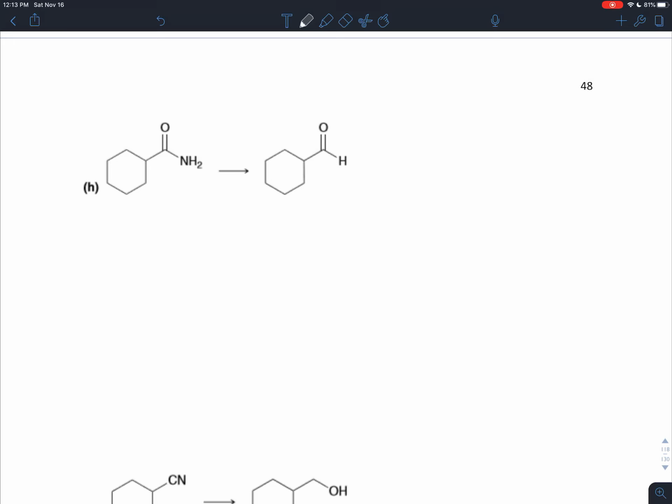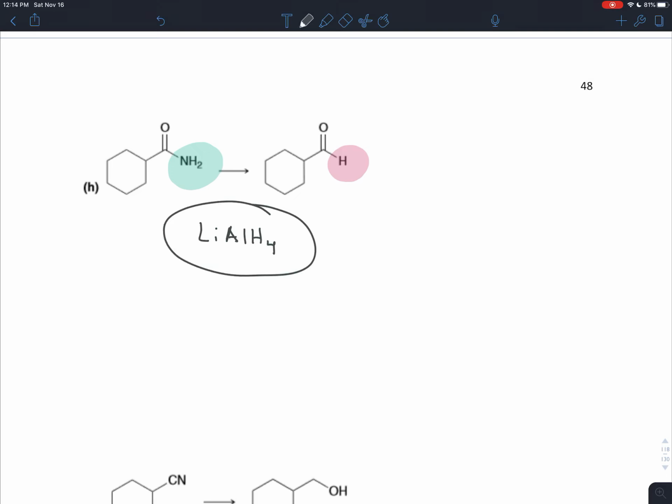H is interesting. With H, you might at first look at it and say, okay, I have an amide, carbon double bonded to oxygen, single bonded to an amine. The nitrogen is going to be my leaving group, but what is my nucleophile? And you'd see this hydrogen, and you may be tempted to say, okay, hydrogen nucleophile, maybe lithium aluminum hydride. Now, there are a couple problems with that.